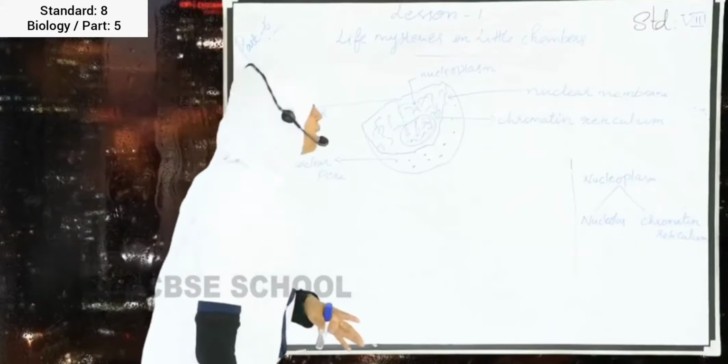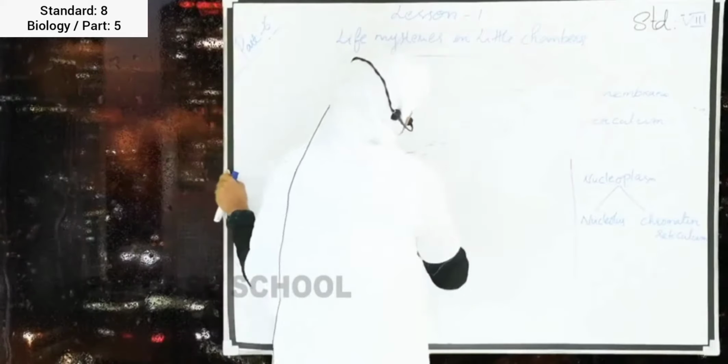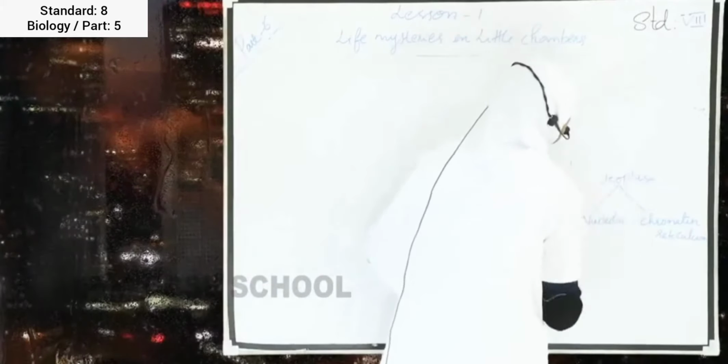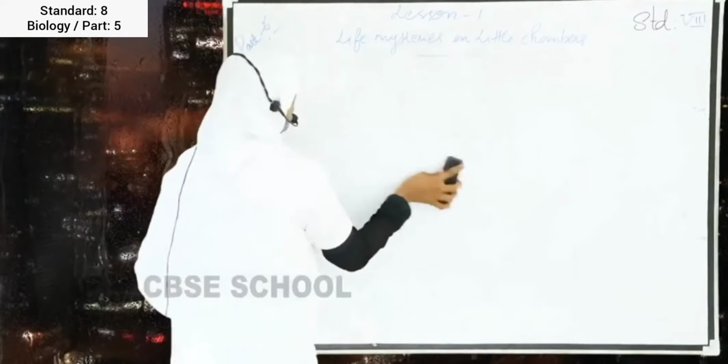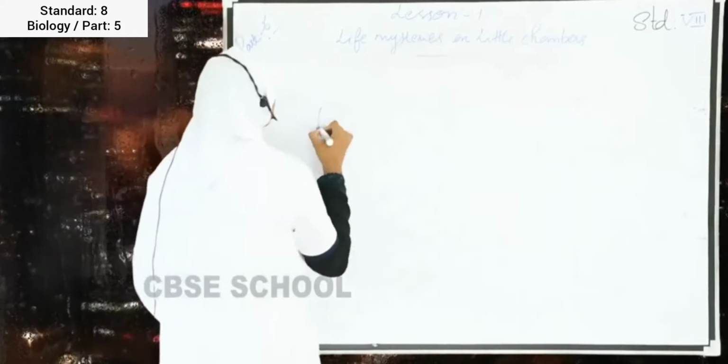And what are the different parts of the nucleus? Nucleolus, nuclear pore, nucleoplasm, nuclear membrane and chromatin reticulum are the important parts of a nucleus. Okay. Then we are going to learn another concept, prokaryotes and eukaryotes.